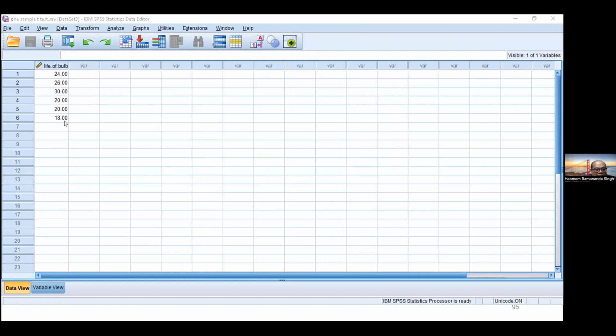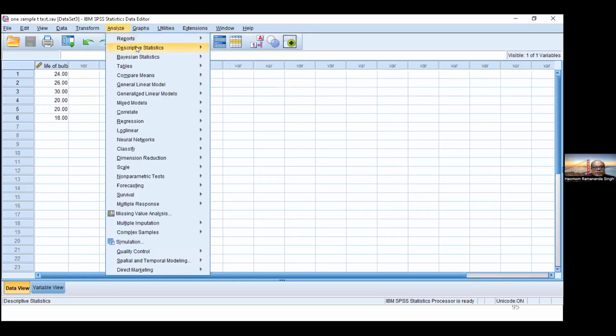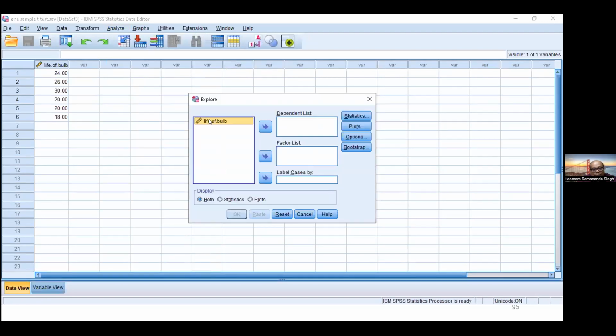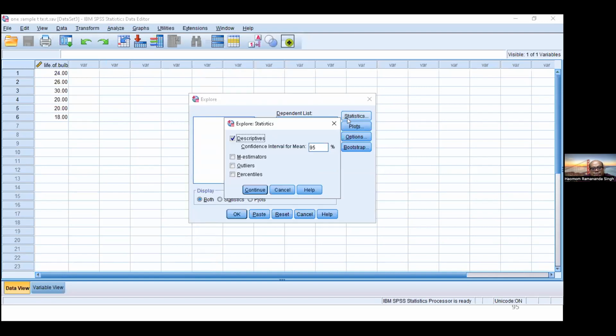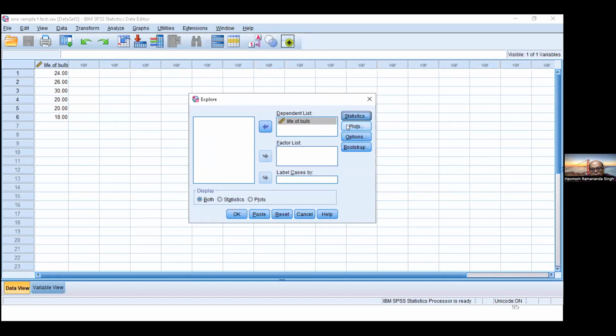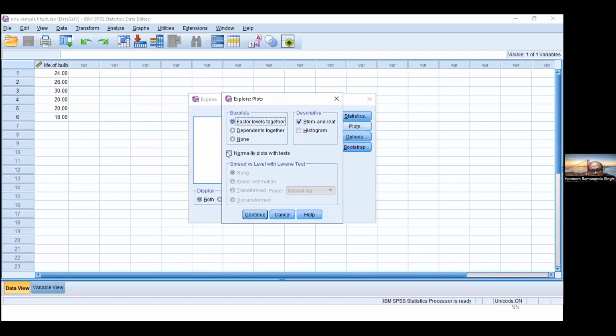Now, this data, you have to check whether it's normally distributed or not. Go to Analyze. Go to Descriptive Statistics. Then go to Explore. Then put the life of the bulb here. We want to see whether it is normally distributed or not. So the normality plot is here. If you want to go for a histogram, you can, but since the sample size is very small, we will not go for the histogram.